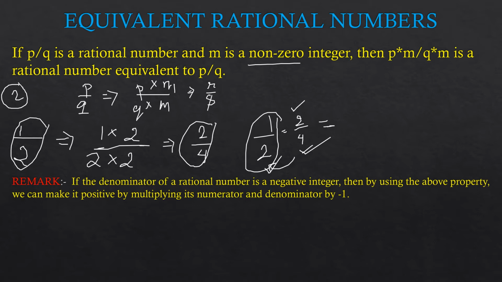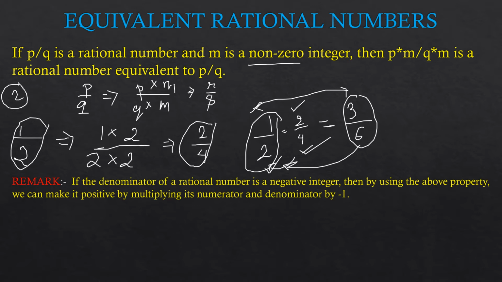Now if we multiply 3 to numerator and denominator, what will we get? We will get 3 by 3 into 2, which gives us 6. And if we reduce this 3 by 6, we will again get 1 by 2. This means all these three rational numbers are equivalent to each other. So this is what we call equivalent rational numbers.